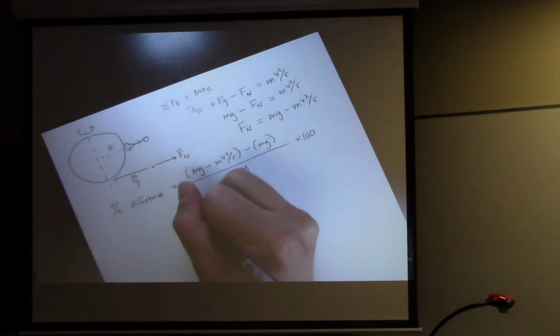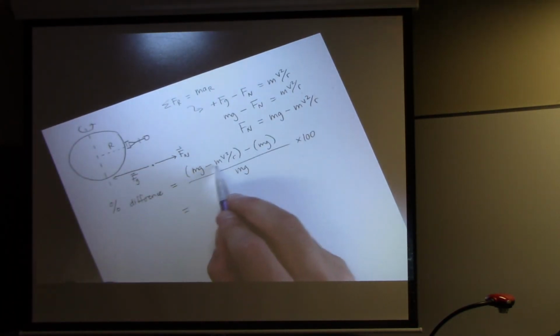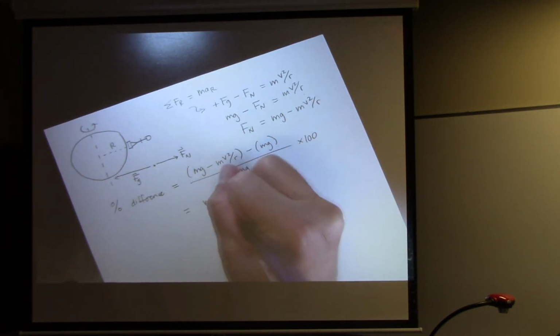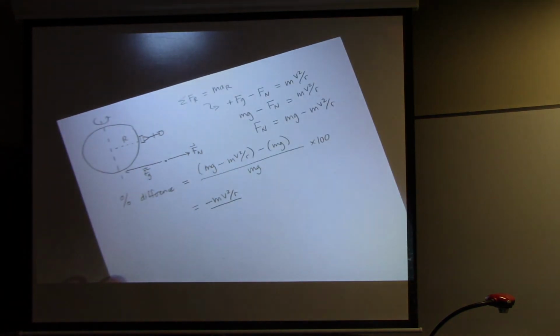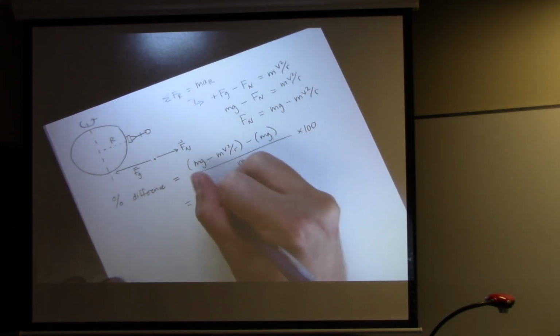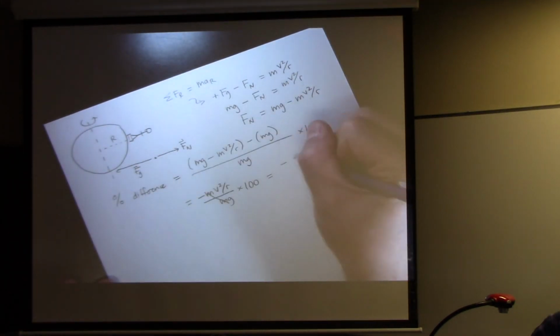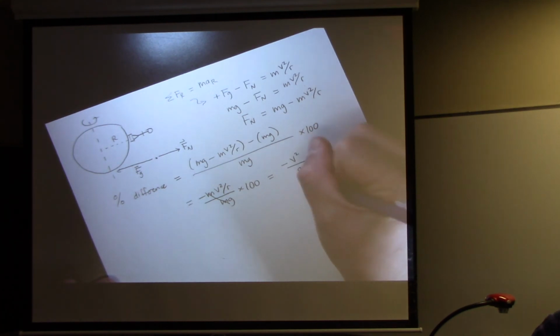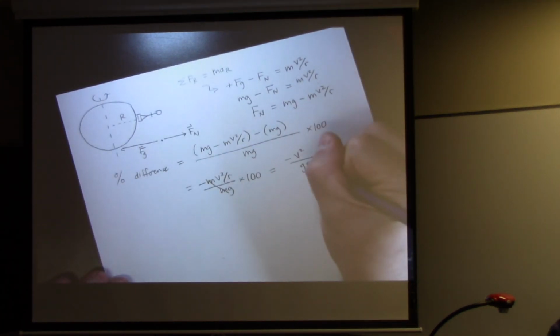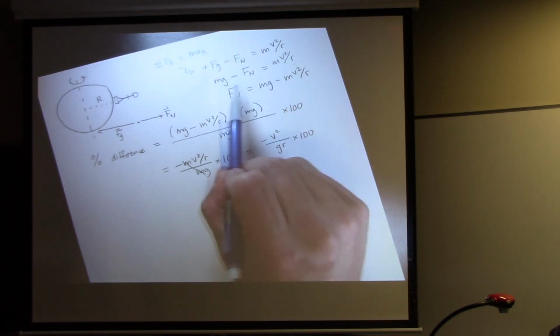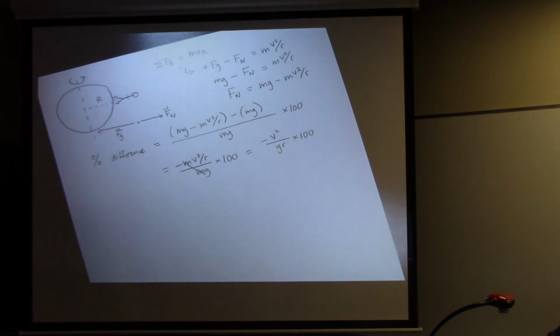Okay, so what do we have? mg minus mg, those cancel out. On top we have minus mv squared over r. On the bottom, mg. Cancel out the m's, times 100. Here's what we need to calculate, okay? Minus v squared over gr times 100. So if I calculate that, I'll know the percent difference between mg and the normal force that I feel if I'm at the equator like this. And it's a slight difference, but it's something to calculate.